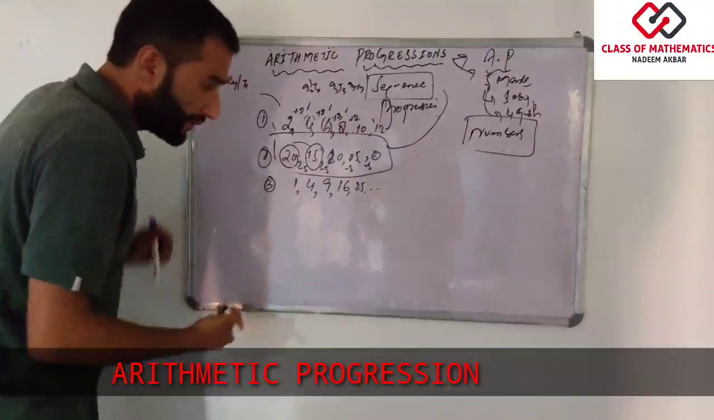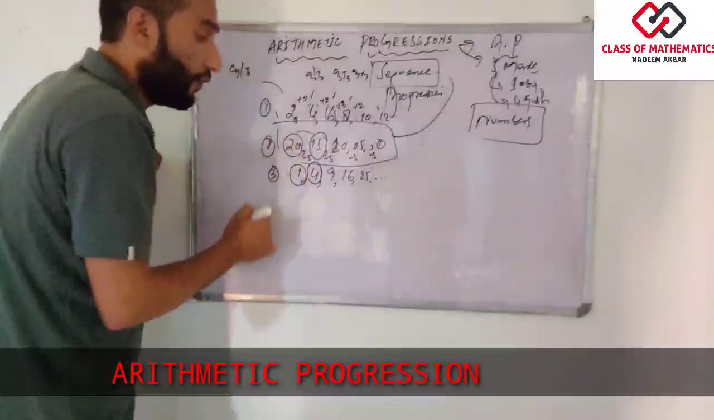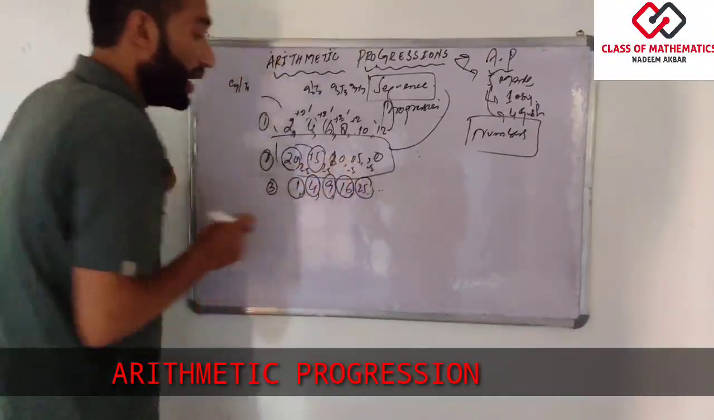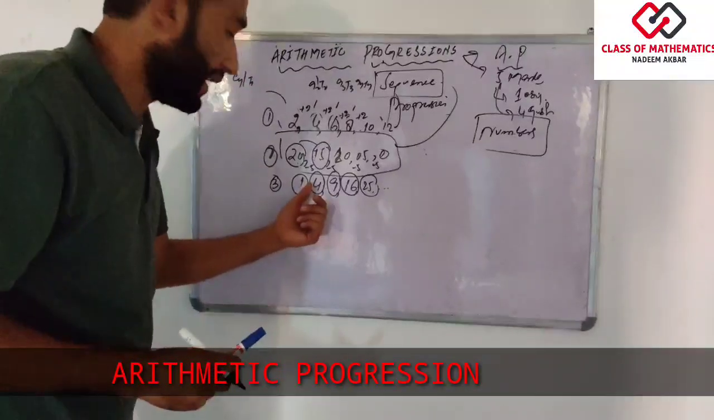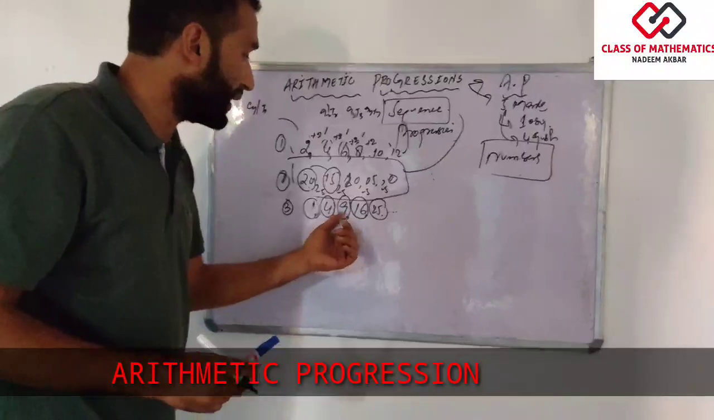Now moving to the third, if we see here, the first one is 1, then 4, then 9, then 16, then 25. अगर आप देखोगे यहाँ पे कोई पैटर्न, 1 के बाद 4 आया, we will see इसने +3 ऐड किया तो 4 आया, उसके बाद +5 ऐड किया तो 9 आ गया.